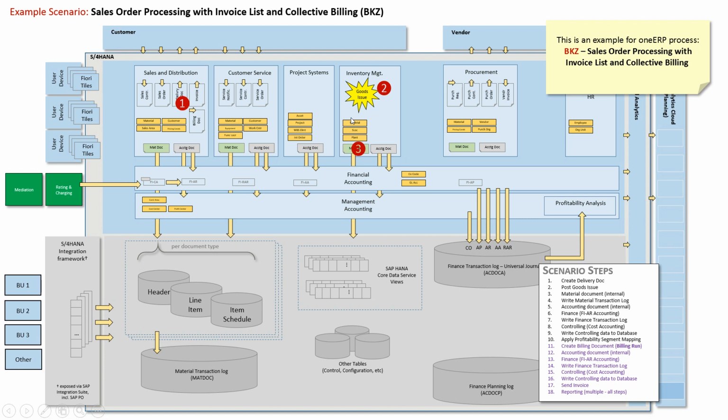The next step that happens is that the material document happens, and this is in parallel with the accounting document, and the posting happens into the material ledger. The accounting document posts into the appropriate subledger, financial accounting, and ultimately into the database, being the finance transaction log or the universal journal, also referred to as table ACDOCA.